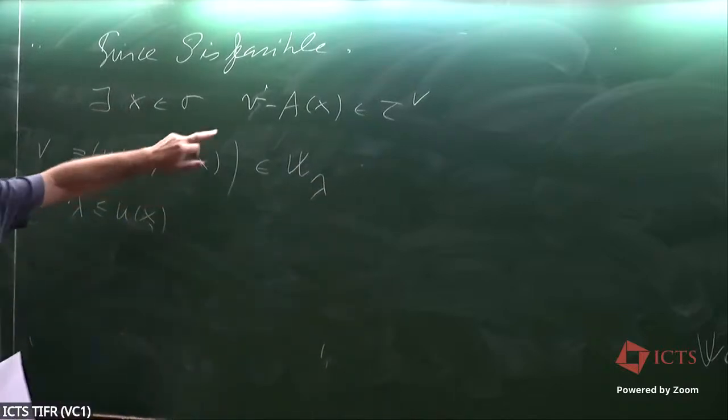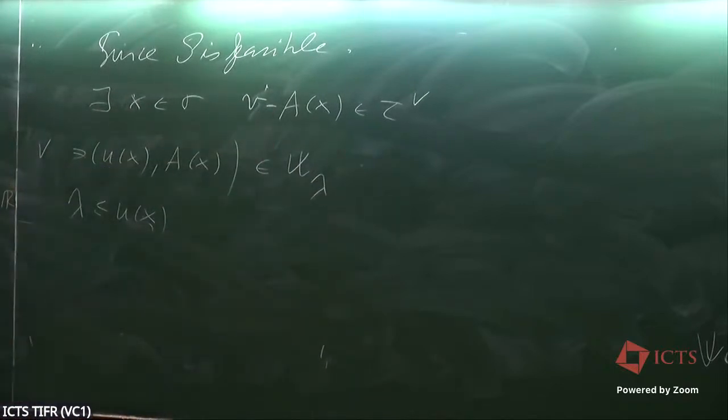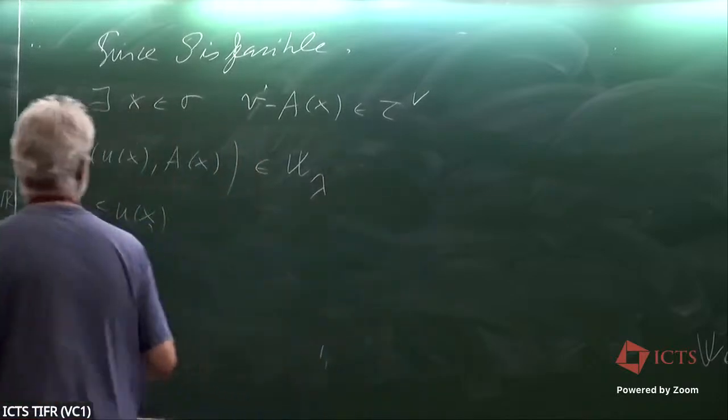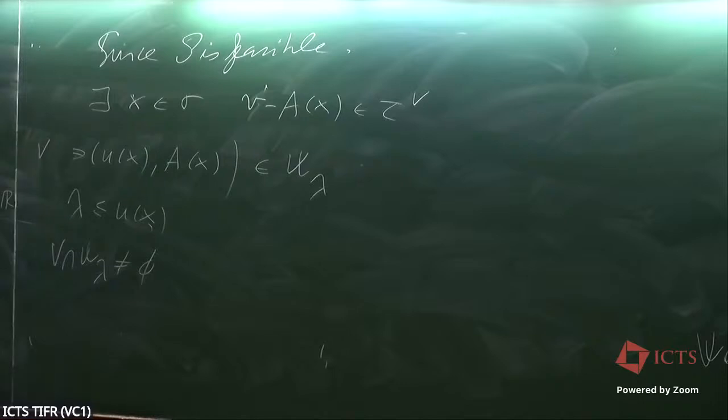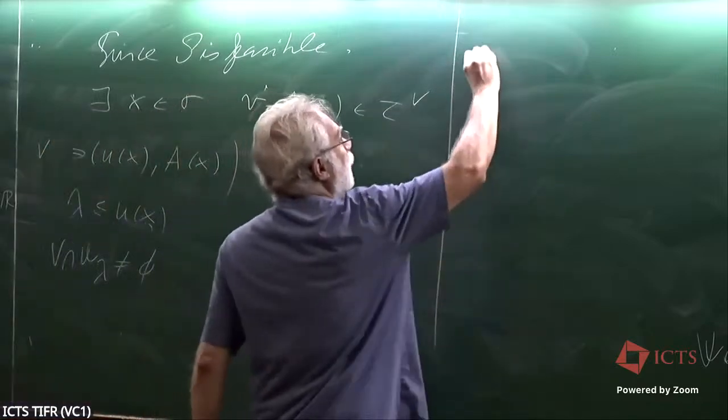Because A of X, by this condition, satisfies this condition here, and since I am choosing lambda to be smaller than U of X, the first variable also satisfies this condition. So we see that there exists a lambda such that B intersected with W lambda is nonempty. So in this picture, this means that if I move this W lambda in this direction, I move it to the left, at some point I will encounter B. On the other hand, I know that P is bounded.